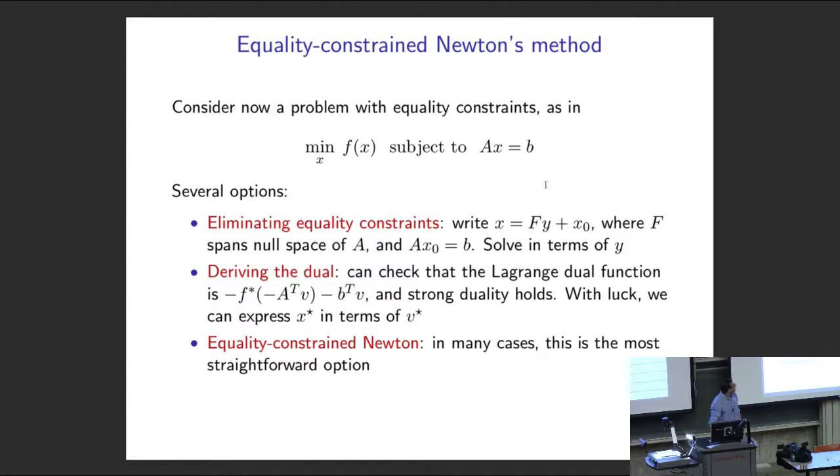Right, because if I multiply through by A, I get Ax equals AFy plus Ax0, and this AFy is going to be 0 because by construction the columns of F span the null space of A, and Ax0 was b by construction. So any point of this form satisfies the constraints. And so we just replace all appearances of x above with Fy plus x0. We don't have any more equality constraints. And we minimize f of the quantity Fy plus x0. So that's one way to approach that.